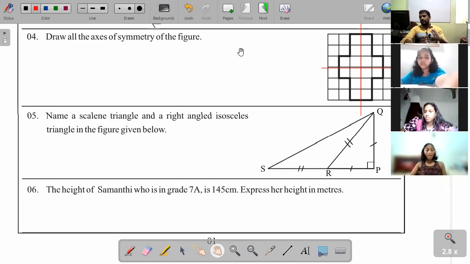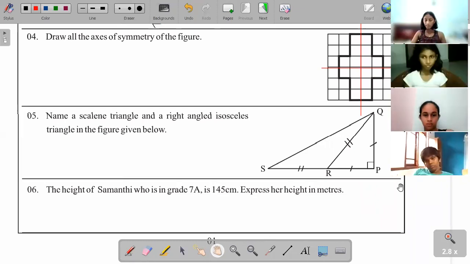The triangles we can classify into 2 methods, no? According to sides and according to angles. According to sides, you can classify into 3 groups. What are the 3 groups? Equilateral triangle. Equilateral means what? If all sides are equal, we call it an equilateral triangle. Another one, isosceles triangle, right? Isosceles means if 2 sides are equal, we call it an isosceles triangle.